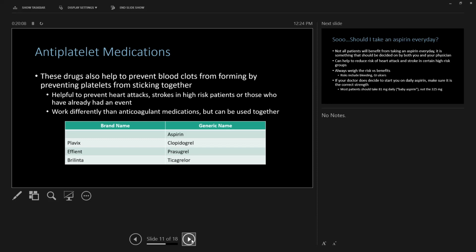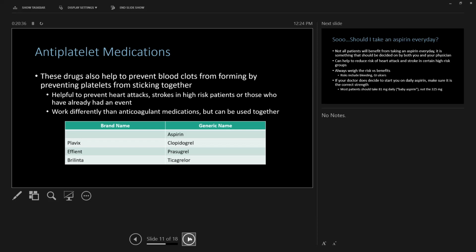So of course, our most commonly known drug here is going to be aspirin, which is number 1. And then of course, we have some newer medications such as Plavix, Effient, and Brilinta, all very similar, and you can use more than one of these at a time, but it would always be aspirin plus one of the other 3 to kind of help with clot prevention and preventing any of these events.